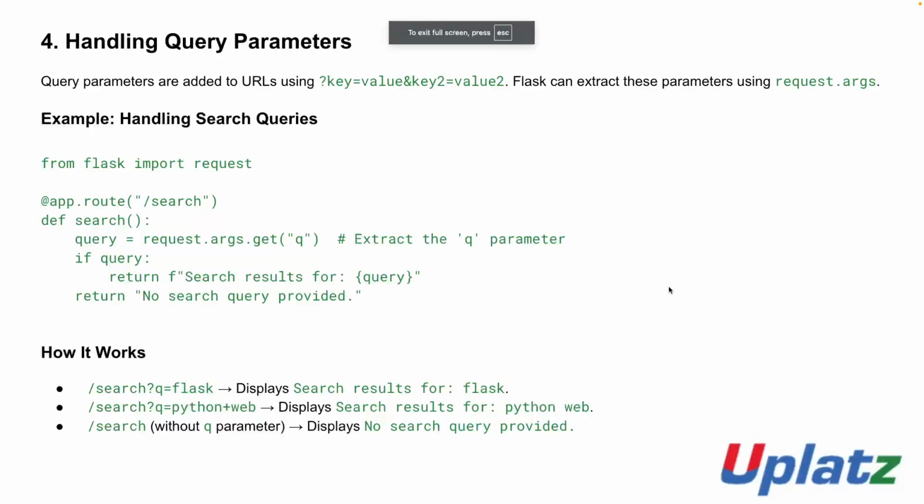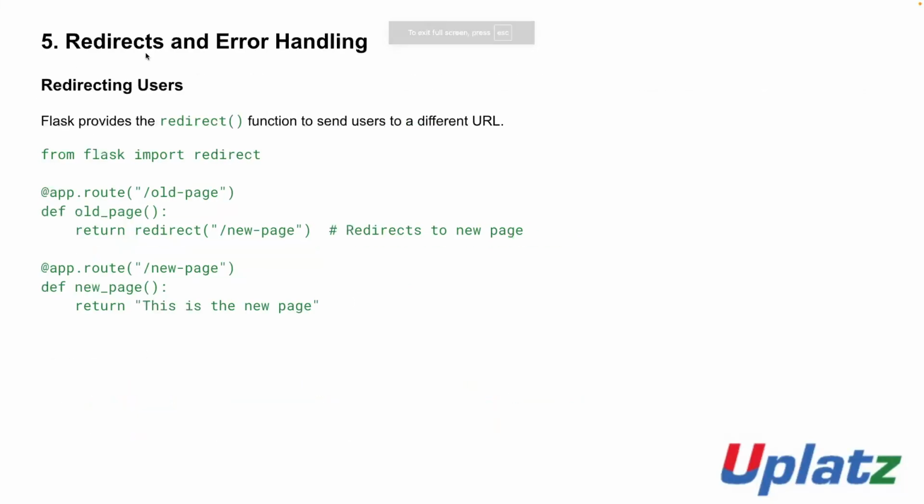Slideshow. Next one, redirects and error handling. Redirecting users. Flask provides the redirect function to send users to a different URL. From flask import redirect. @app.route('/old-page'), def old_page, return redirect new page, then @app.route new page, def new page, return 'This is the new page'.